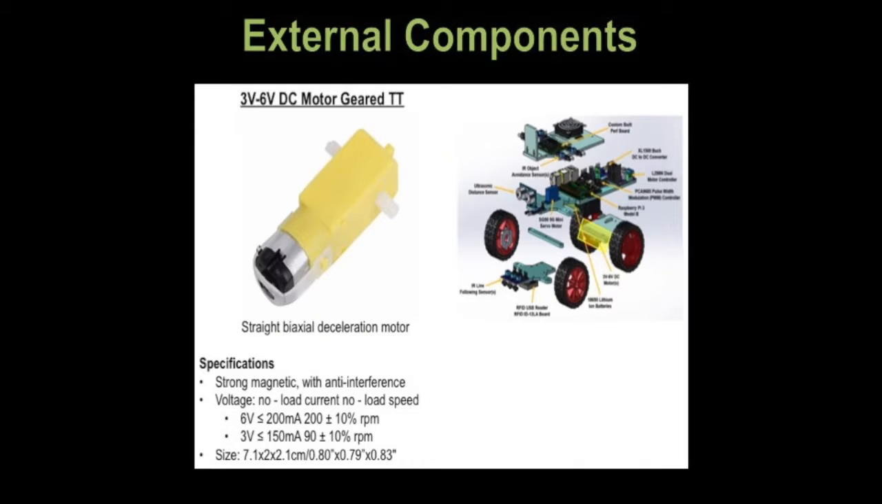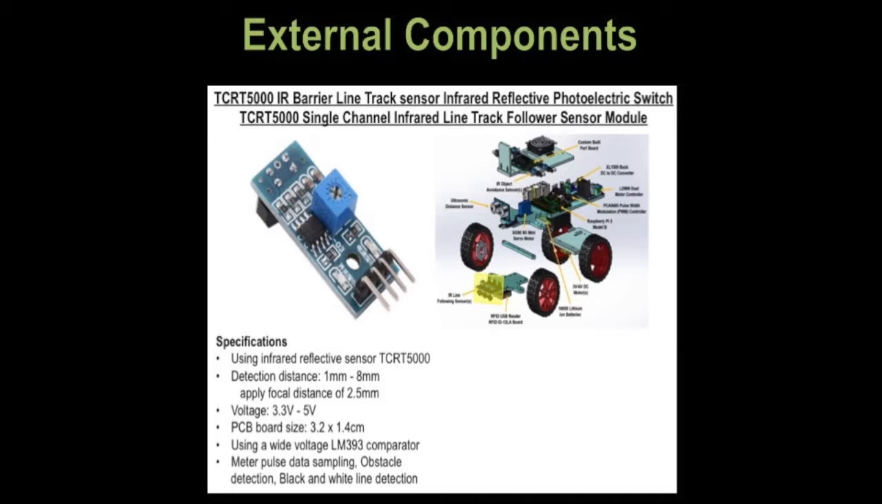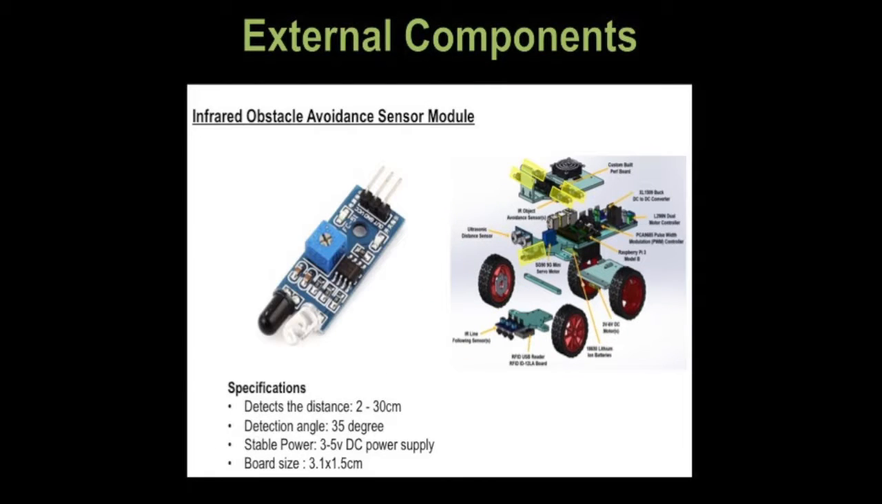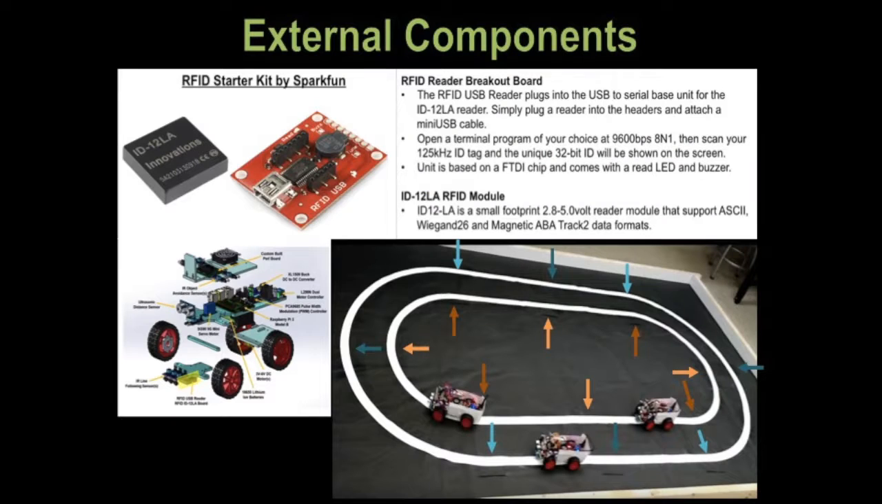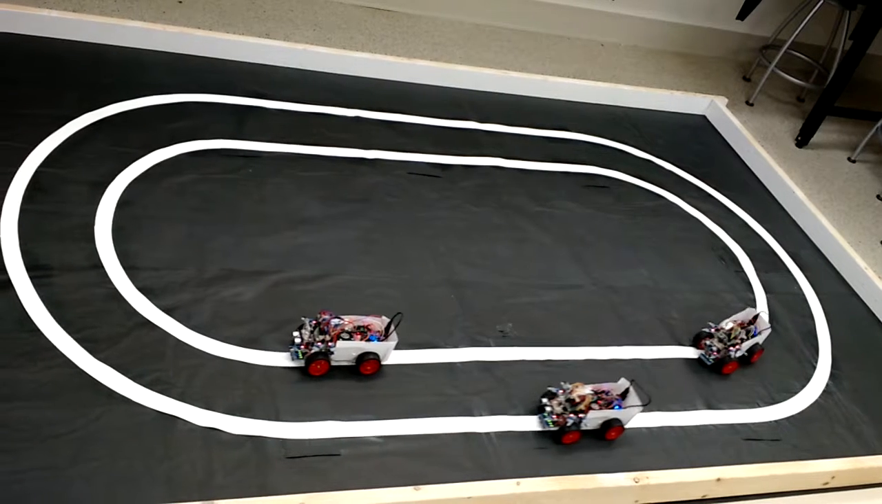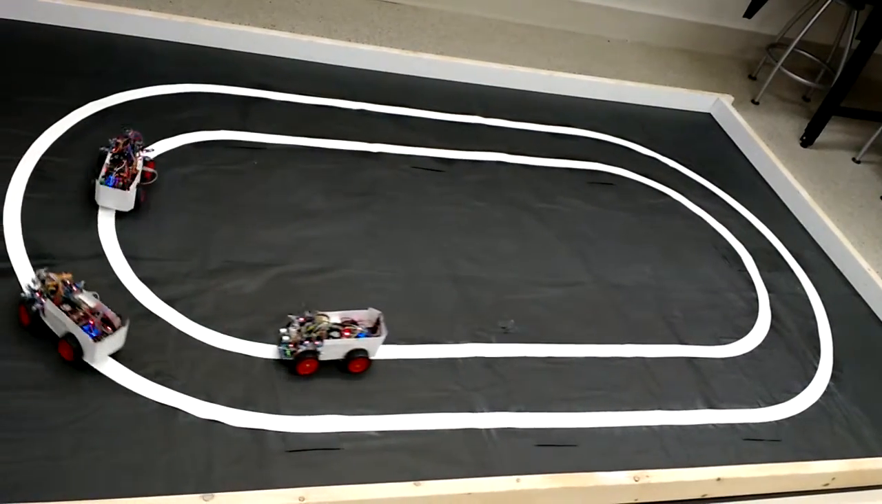The external components to these devices are the 6-volt DC motors, which drive the back wheels, the SG Mini Servo, which directs the steering, the infrared line sensors, which read light versus dark colors, the infrared object avoidance sensors, which detect obstructions, the ultrasonic sensor, which determines object distance, and the RFID scanner, which reads RFID tags underneath each lane and determines location based upon each card read. The combination of these sensors and controllers allows the autonomous vehicles to navigate their environment effectively.